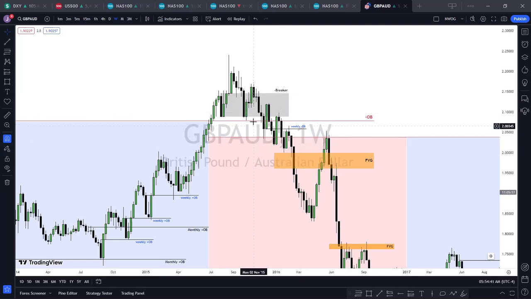You can see how price keeps creating order blocks and finding resistance in the order block. Because why? The order flow has changed. Order flow is very important. Understanding the institutional order flow is very important, and we get it from the higher time frame.